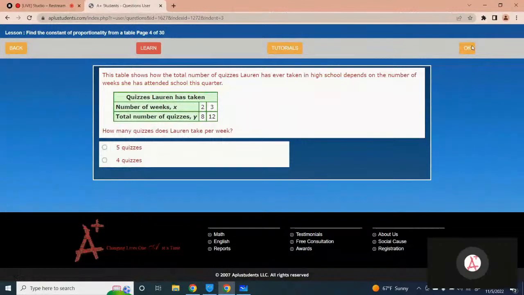This table shows how the total number of quizzes Lauren has ever taken in high school depends on the number of weeks she has attended school this quarter. How many quizzes does Lauren take per week? So divide the y value by the x value. Got it? So 8 divided by 2 is 4. Very good. Just select the correct option, then click on the OK button.